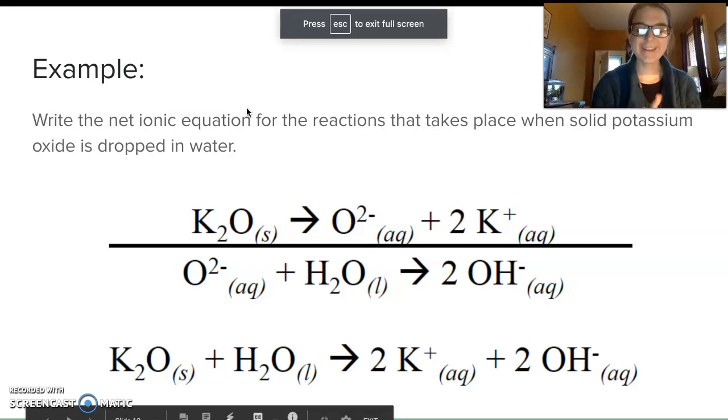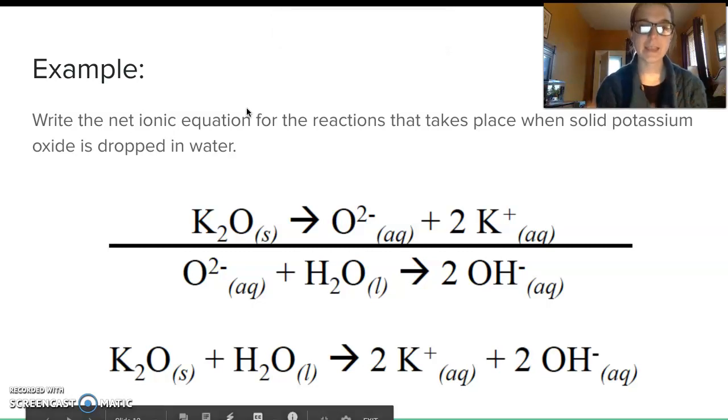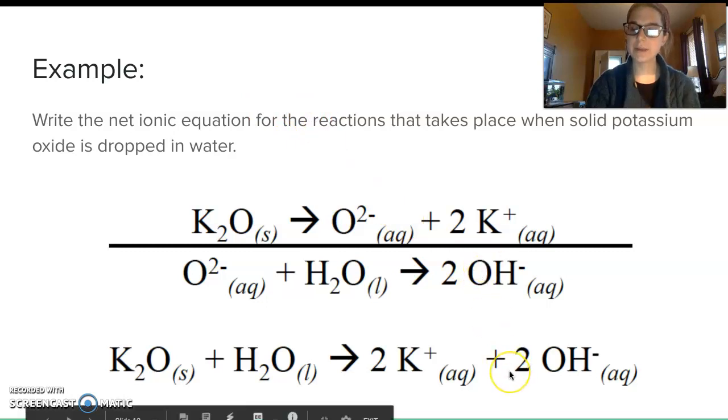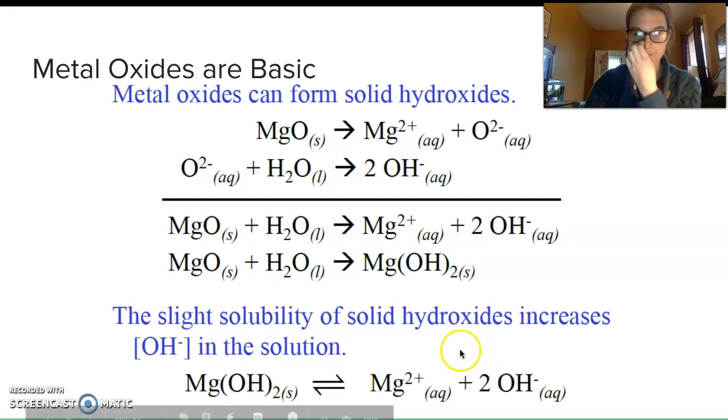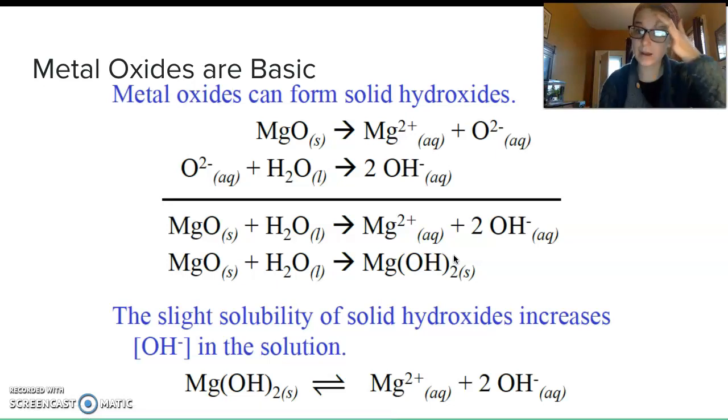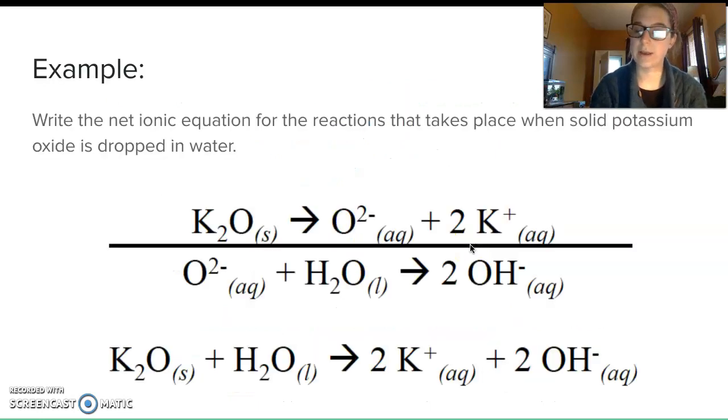So as I was saying, since K is a group 1 cation, it's always going to be soluble based on our AP Chem solubility rules. So in this overall equation, it's not going to be like the previous example that we looked at with magnesium hydroxide. Magnesium hydroxide is relatively insoluble, but potassium hydroxide is soluble. So we do not show it as a solid in the overall net ionic equation.